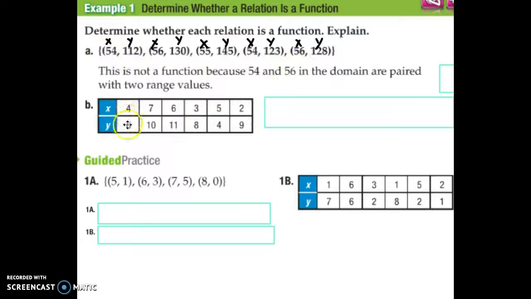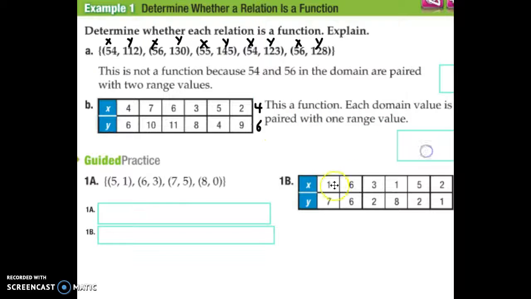Here, 4 gave me 6, 7 gave me 10, 6 gave me 11, 3 gave me 8. None of these are repeated. Okay. If it did repeat, let's say I plugged in 4 again, I should still get 6 out. Okay. So this is a function because I don't have any numbers that gave me two answers. Okay. All of these could give me the same answer, but I can't get more than one answer from 1 x. So this one is a function. Alright, this is a function.